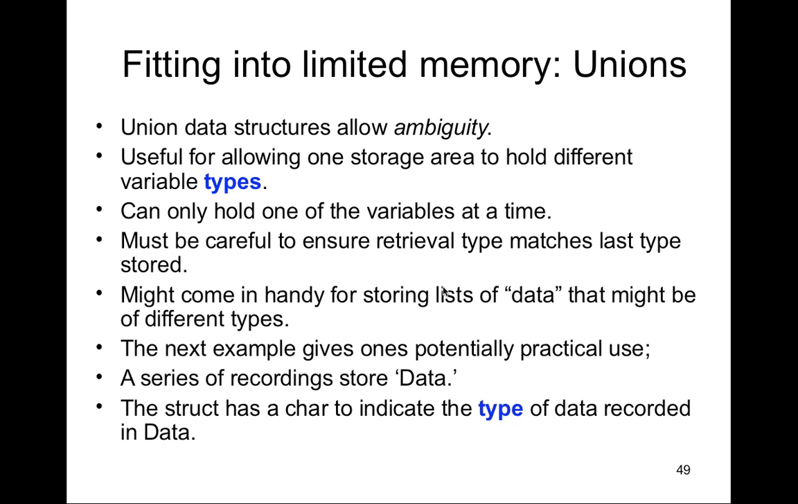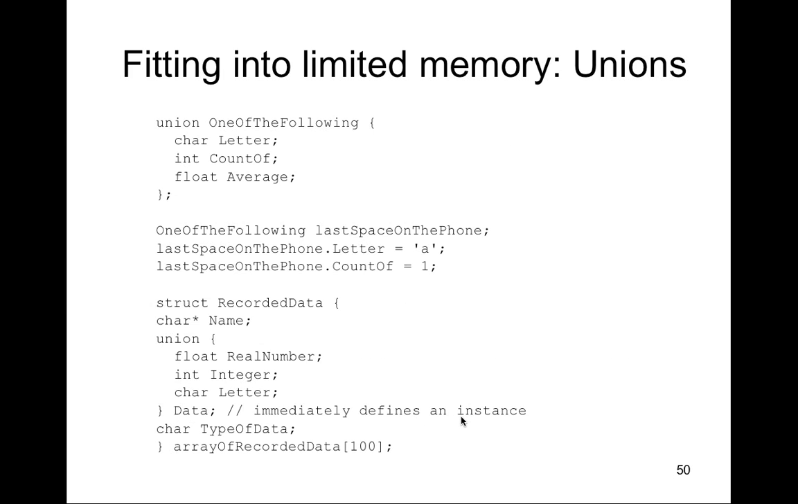And the next example gives us one potential practical use. A series of recordings stored data. So recordings are going to be storing data, and the structure has a character to indicate the type of the data recorded. So here's our example of the union. So we have a union, one of the following: character, letter, or float.